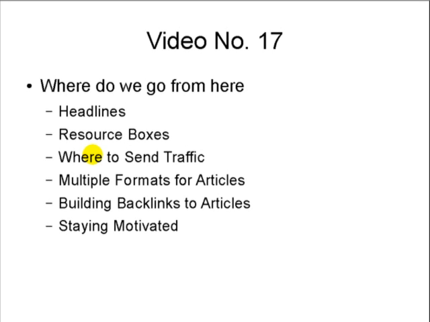So basically, we've covered more than half of the course, and we've gone over the how-tos. In the second half of the course, we're going to look at how you make your article sparkle. We're going to talk about headlines and resource boxes, which are the two most important parts of your article. Then we're going to talk a little bit about where to send your traffic. This isn't a course on landing pages, but it is important that you know what to do with the traffic that you get from your articles. We're also going to talk about multiple formats for articles, because writing the article is the hard part. There are so many things you can do once you have an article written.